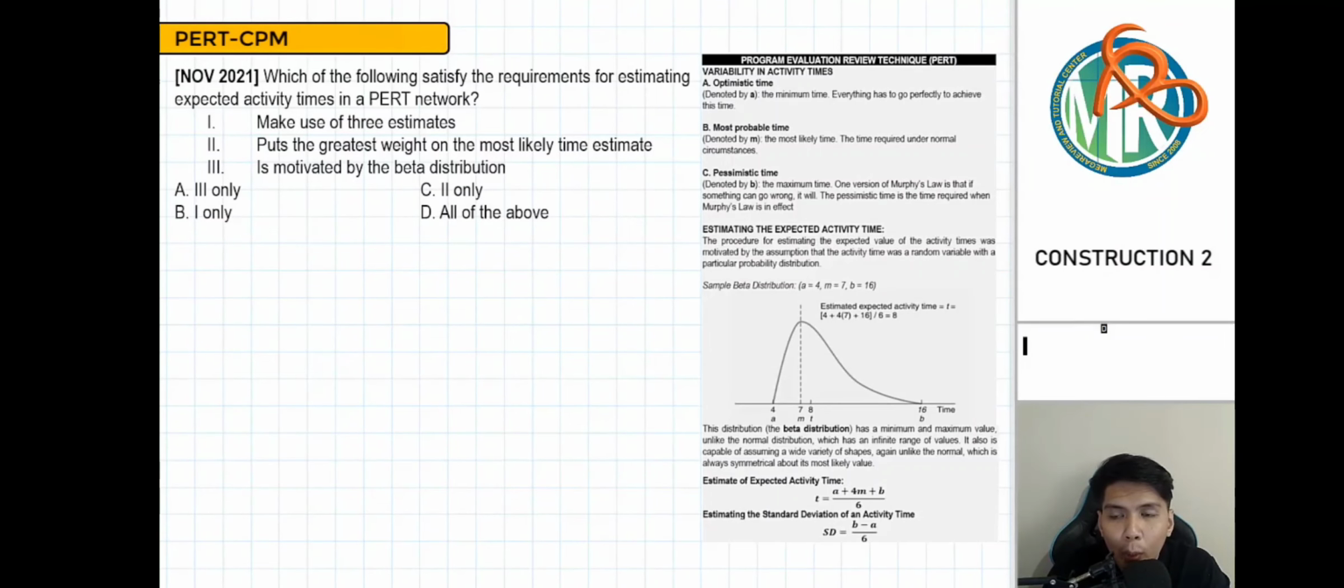Which of the following satisfy the requirements for estimating the expected activity times in a PERT network? Number 1, make use of 3 estimates. Number 2, puts the greatest weight on the most likely time estimate. And number 3 is motivated by beta distribution.